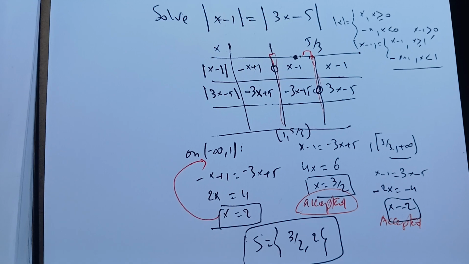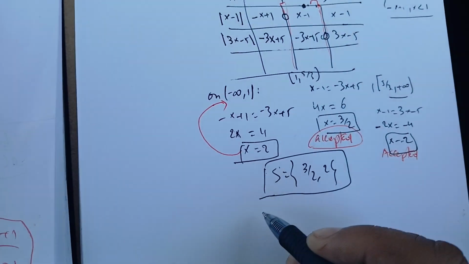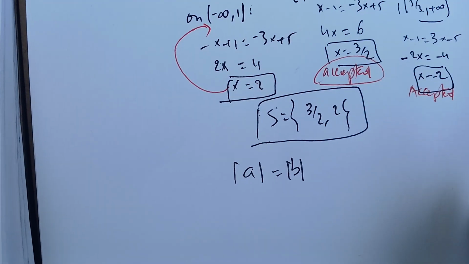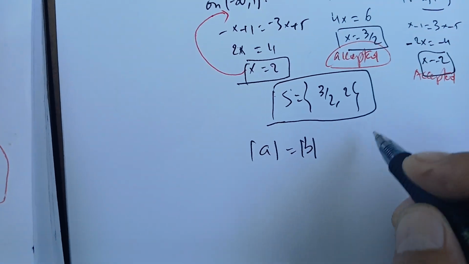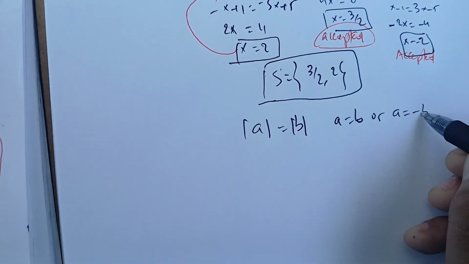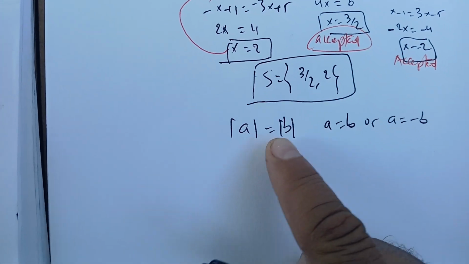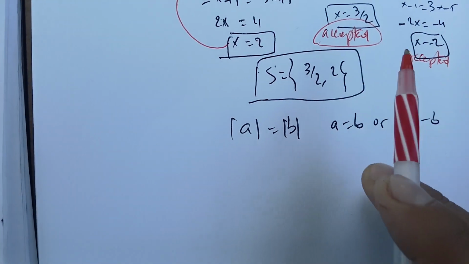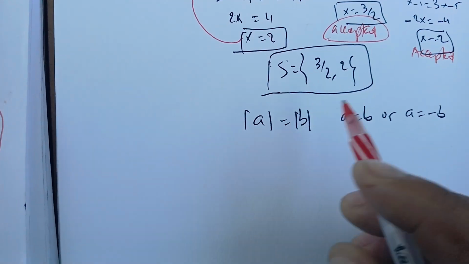Okay? The next method that's very efficient and quick is that the absolute value of some A is equal to the absolute value of some B. To solve this equation, it's the same as A equals B or A is minus B. So solving this equation is the same as solving this one. Why is this one true? Okay, we can prove it very easily, very quickly.